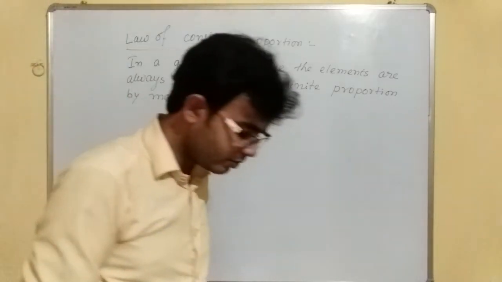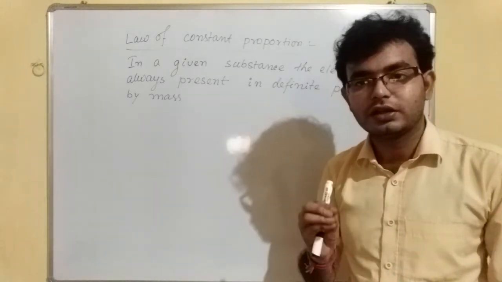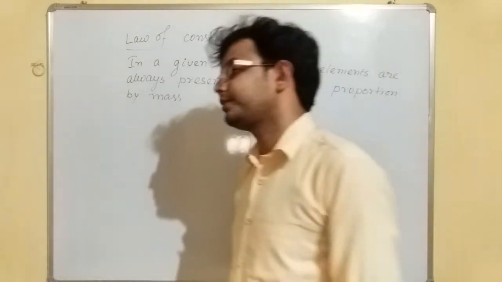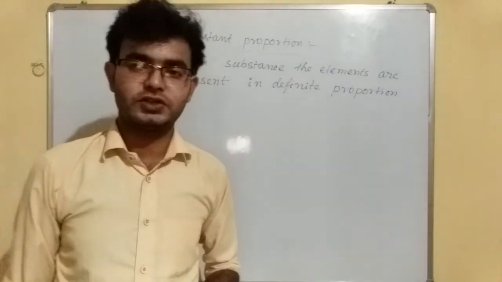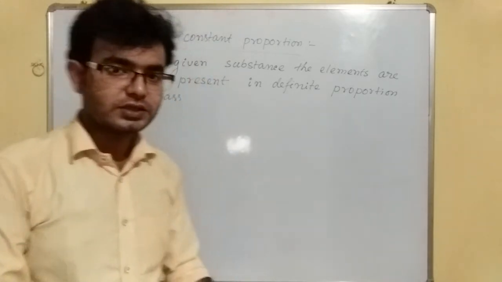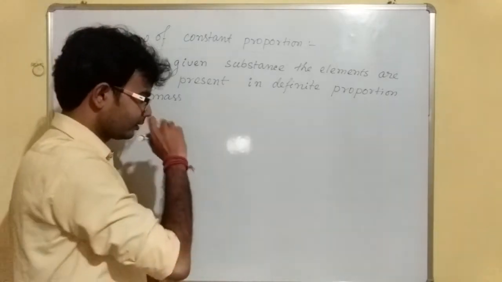Okay, in a given compound the elements are always present in definite proportion by mass. ठीक है, समझ में आ गया? तो किसी एक गिवन कंपाउंड में एलिमेंट्स का जो मास रेशियो होगा वो हमेशा कांस्टेंट होगा, और इस लॉ को कहते हैं लॉ ऑफ कांस्टेंट प्रोपोर्शन.